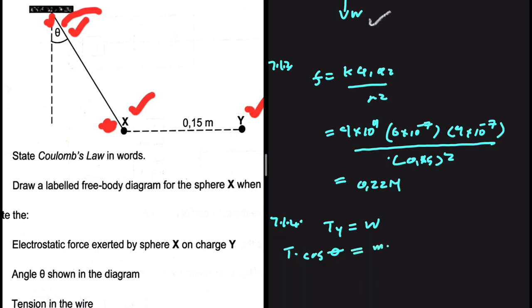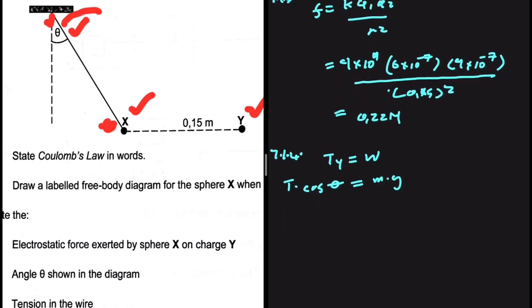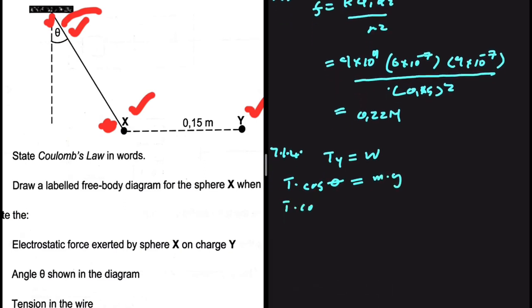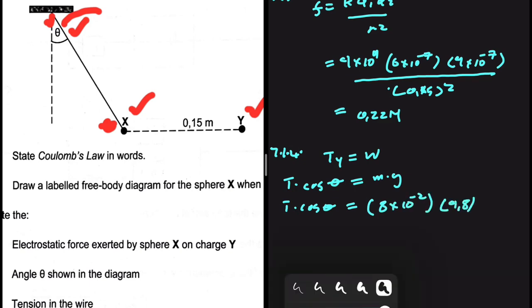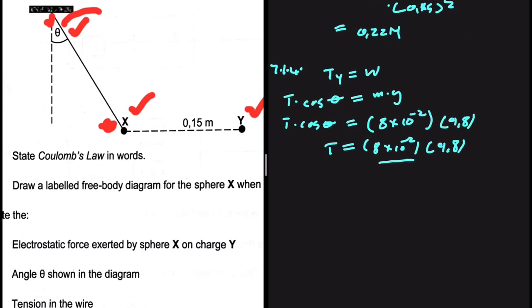The weight is the mass multiplied by the gravitational acceleration. So the tension multiplied by cos of theta will be equal to the mass times g. I think our mass is 8 times 10 to the minus 2, and the g is just 9.8. If we make the tension the subject of the formula, we're going to get tension being equal to 8 times 10 to the minus 2 multiplied by 9.8, everything divided by cos of theta. As you can see, we have two variables here, our tension and theta. We need to set up another equation so that we can solve simultaneously. Let's go ahead and do that.